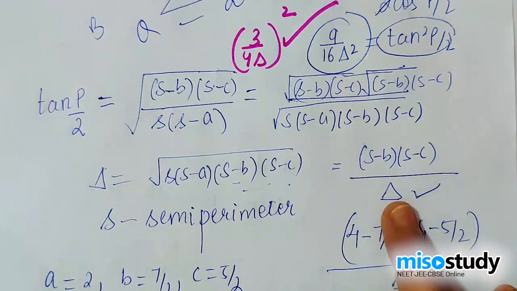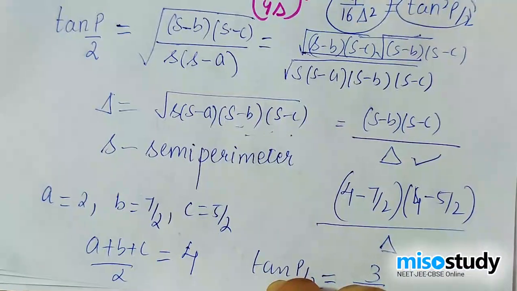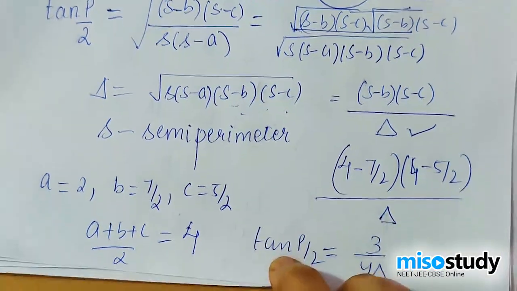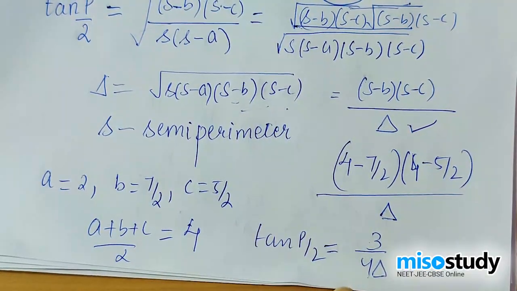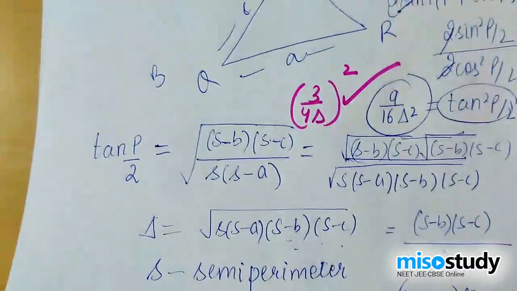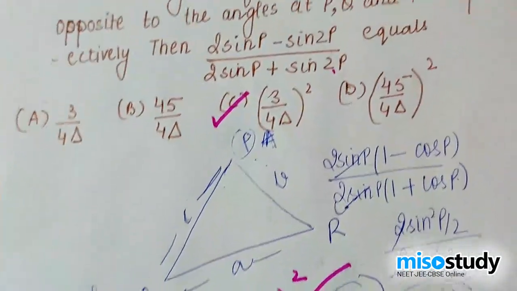Now s is the semi-perimeter whose value I evaluated because I know a, b and c. On evaluating and finding the value, I got tan P by 2 is 3 by 4 delta, and I had to square it, so it's 3 by 4 delta whole squared. So that is my answer to this question.